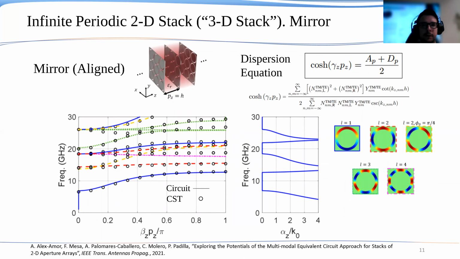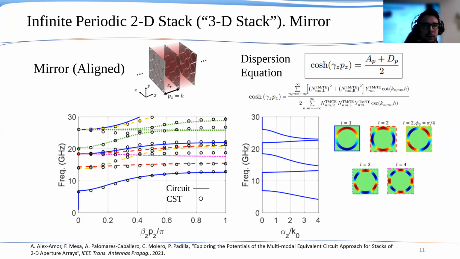Finally, we will consider the analysis of infinite periodic stacks along the longitudinal direction. This is what we call three-dimensional stacks. The dispersion diagram of these structures can be computed from the ABCD parameters of a single unit cell. This will eventually lead, in our case, to the expression that you can see in this slide, which essentially represents the dispersion relation of this structure, the mirror symmetric configuration.